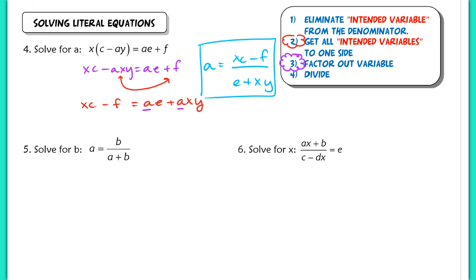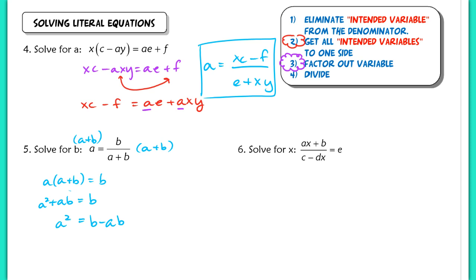All right, so in problem 5, you see that we have our intended variable, b, here in the denominator, so we need to make sure we get that out of the denominator right away. We'll multiply by a plus b on both sides. Now, once we do that, we can go ahead and distribute here on the left-hand side. And then we definitely want to make sure we collect all of our intended variables to one side. We want to make sure we get b's all together. So I'm just going to subtract that ab here. So I have a squared is equal to b minus ab. And then we're going to factor.